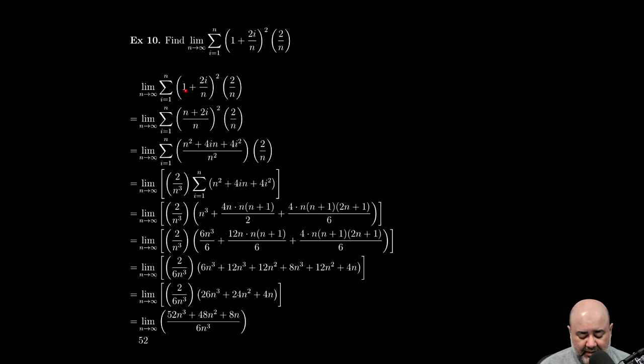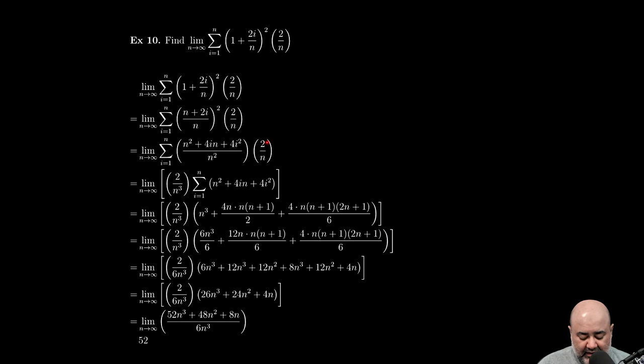So we can multiply this by n over n, and then our fraction becomes (n plus 2i) over n, the quantity squared, times 2 over n. That stays as it is. Now, if we multiply this out by squaring it, we're going to get n squared plus 4 times n i, or in, plus 4i squared. So that goes right there, over, and then we have to square the n as well, n squared. 2 over n just comes along for the ride.